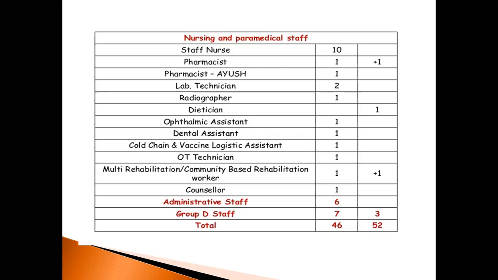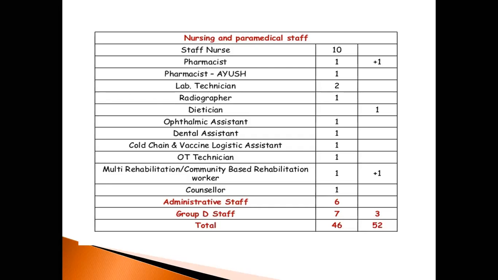Then we need an OT technician. Then also community-based rehabilitation workers. One is essential, and one more desirable. Then a counselor, one. Then the administrative staff, which means all your official staff who will do all the official work. Then six group D staff like housekeeping and all those, so those seven, and if desirable, three more we can add. So the total staff, essential it is 46 and desirable 52. So these are the staffing pattern which we need in a community health center.